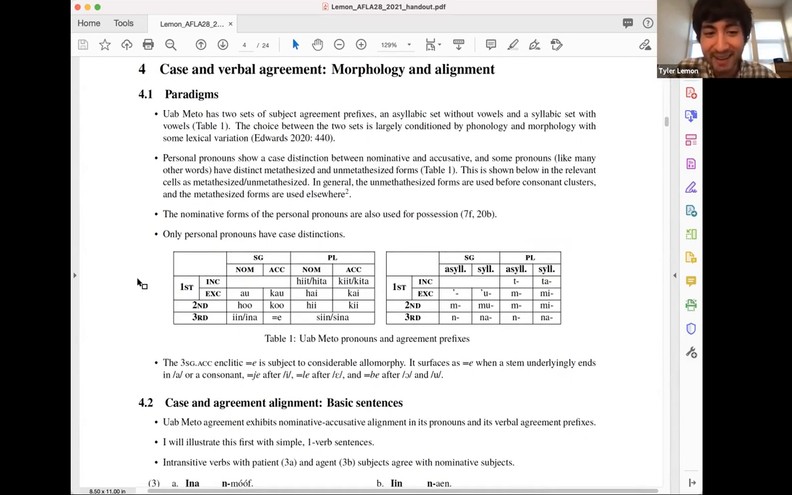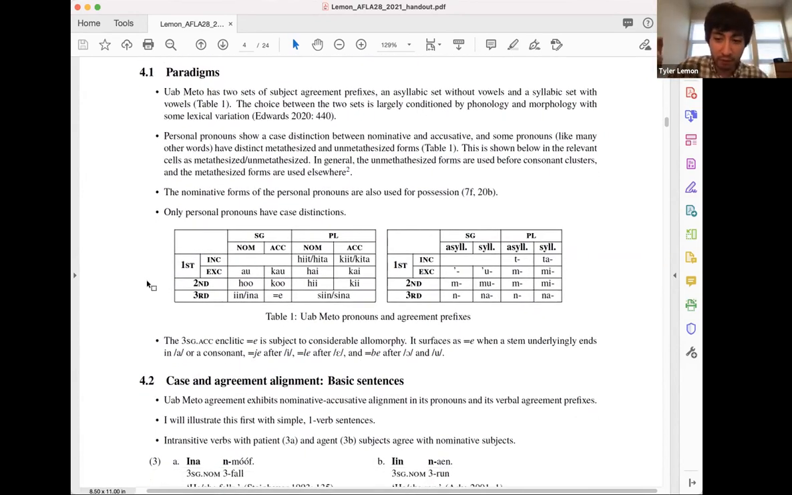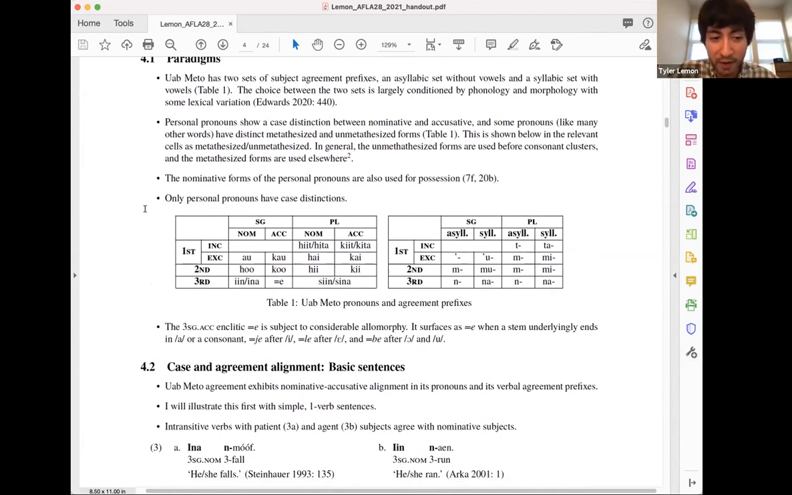It's pretty complicated. Personal pronouns show a case distinction between nominative and accusative. In general, the first and second person accusatives have K, and the nominatives have H, except for first singular. Third person is kind of doing its own thing. Many of these pronouns also have distinct metathesized and unmetathesized forms, where in general the use of one versus the other is conditioned by the phonological environment. I'll also point out that the nominatives are also used for possession, which you might see in a few examples, and only personal pronouns have case distinctions.